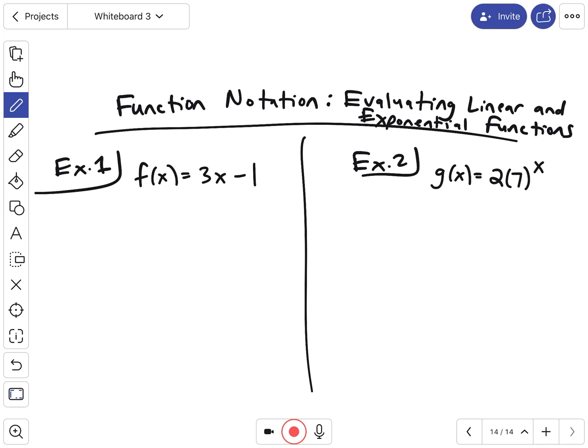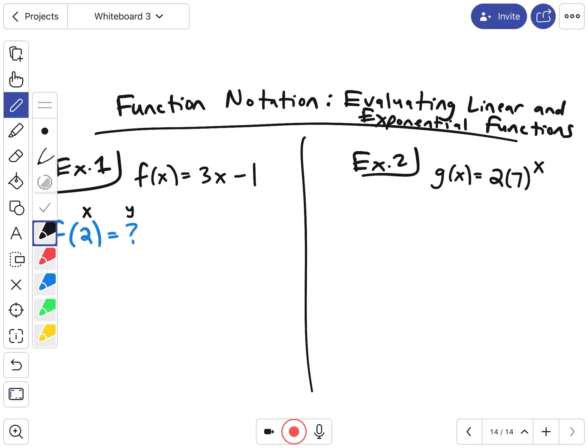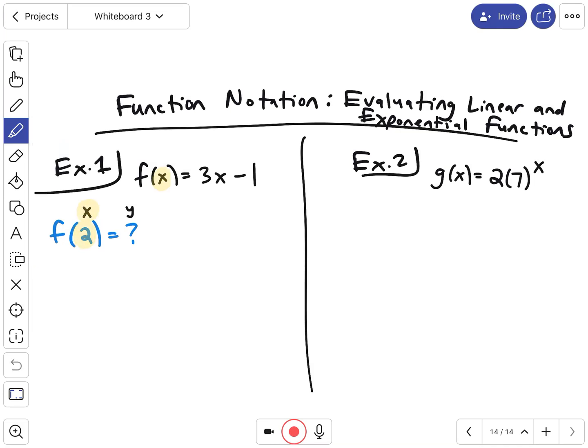So the first thing to know is when you are asked, what is f of 2 equal, you need to understand that this first term is the x and this is the y, which is like the same thing as saying that this is the input and what is the output. So what we're going to do is plug in a 2 where we see x. Let me highlight this. So this is where we're going to plug in the 2, okay?